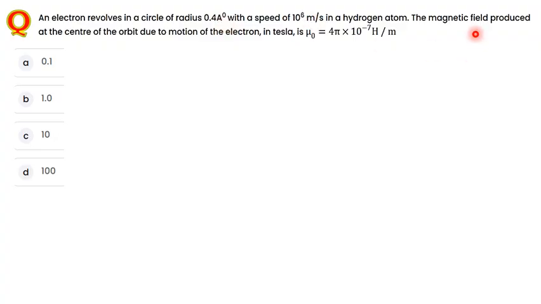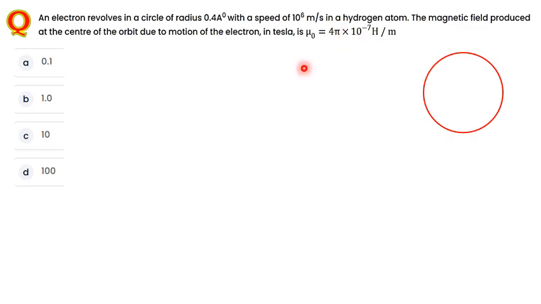Listen here, the magnetic field produced at the center of the orbit due to the motion of the electron. The electron is moving in a circular orbit. I will show you the circle here. Whenever an electron moves in a circular orbit, the movement of the charge of the electron produces a current. Around the current, it produces a magnetic field. Whenever a charge is moving like this, the magnetic field will be produced at the center. Now, the electron is moving with the velocity they have given.